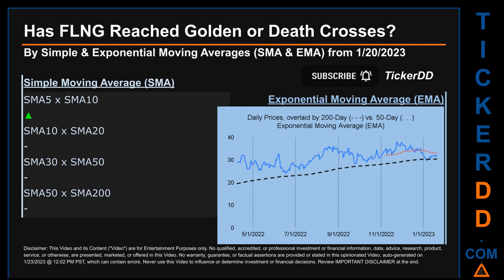Continuing with SMA, we looked across the 5 to 10, the 10 to 20, and the 30 to 50-day ranges to see if golden and death crosses had been reached. We found golden cross signal for the 5 to 10. We could not find either golden cross or death cross signal for the 10 to 20, the 30 to 50, the 50 to 200.